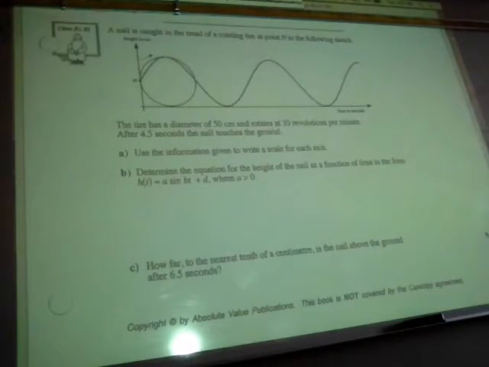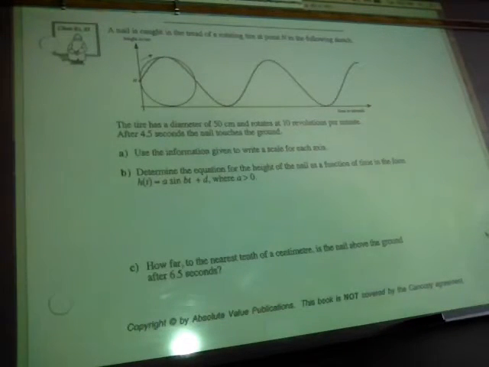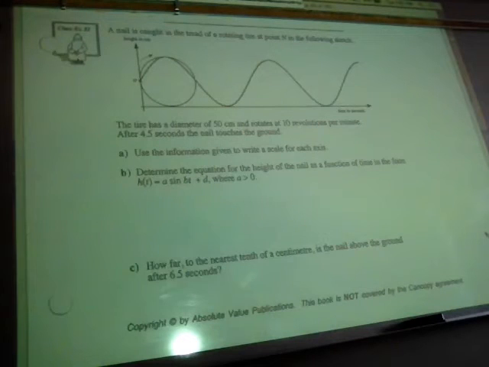So I told you that there's a situation that happened to me personally, and this is the situation. The nail got caught in the tread of a rotating tire at point N in the following sketch. Also some information, the tire has a diameter of 50 centimeters and rotates at 10 revolutions per minute. After 4.5 seconds, the nail touches the ground.